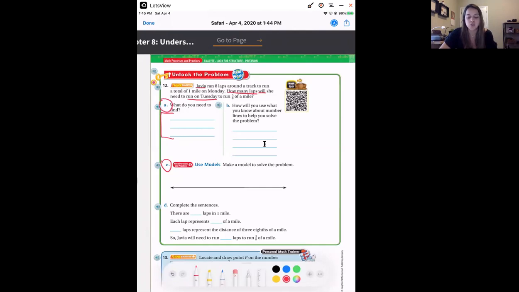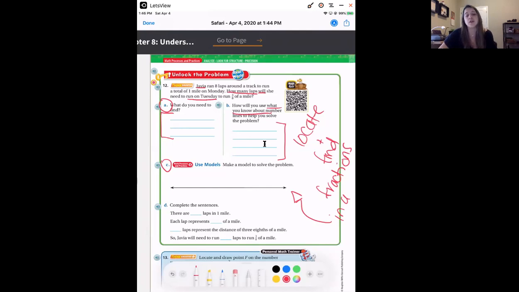B, how will you use what you know about number lines to help you solve the problem? Well, I know that a number line can be broken up into different parts. And that way I can see how many miles. So that's what you could write here. What do we know? That we can locate and find fractions in a number line. That's your answer there. It's going to show us.